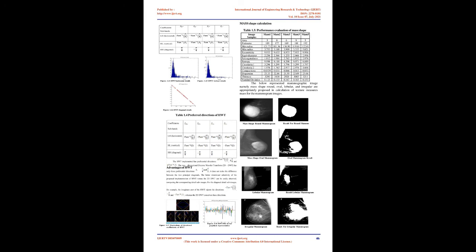ENL, equivalent number of looks. One of the good approaches for estimating speckle noise levels is to measure ENL over a uniform image region. A larger value of ENL corresponds to better suppression of speckle. The value of ENL also depends on the size of the tested region.